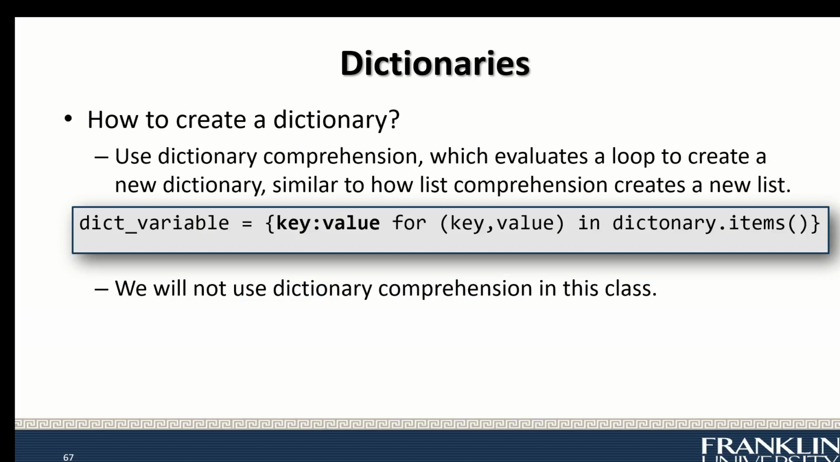You can also use dictionary comprehension. I'm not going to talk about this. You can read more about it on python.org if you wish. This is a little bit more advanced topic, but it's very similar to the list comprehension that we talked about before. And this is the format of creating a dictionary using dictionary comprehension.